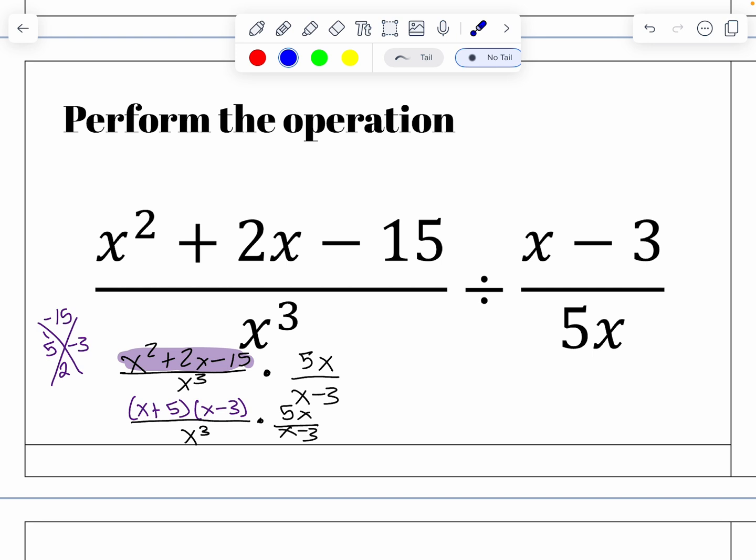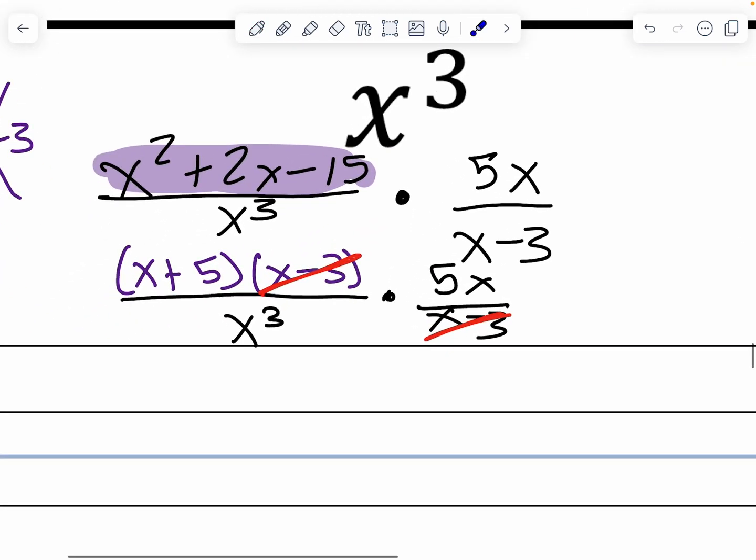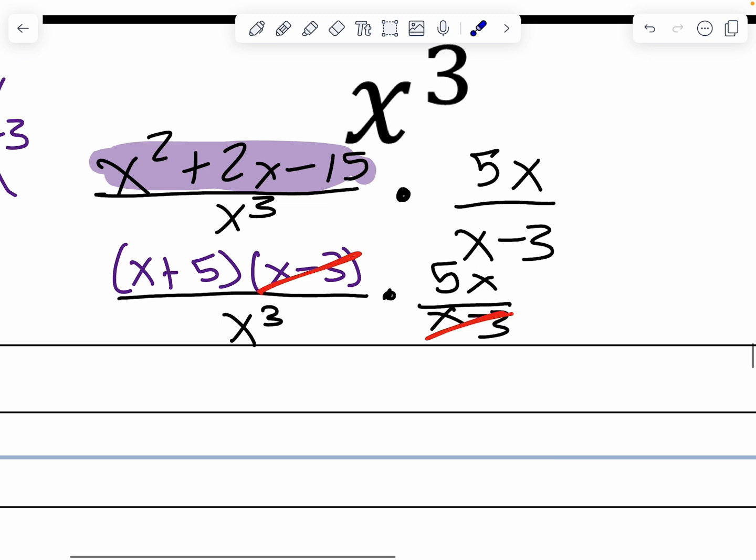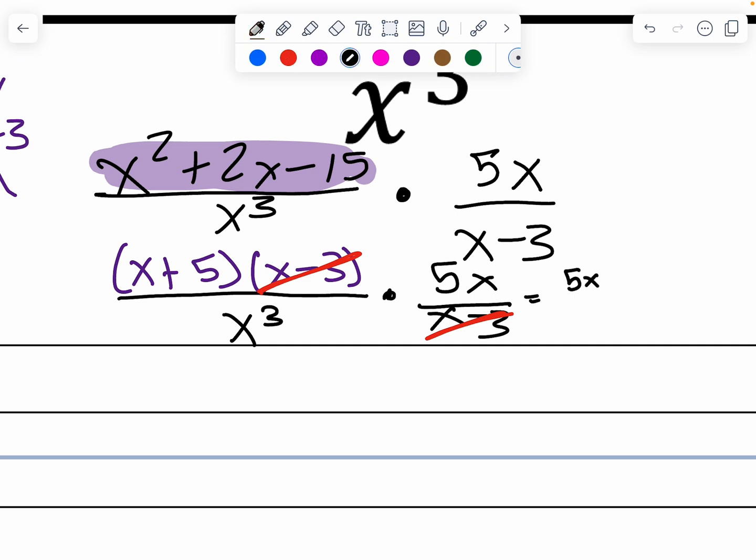Okay, so now I'm going to look for those cancellations that I hopefully will have. I see the x minus 3's. Okay, but a lot of y'all kind of struggled with seeing, I'm going to zoom in just a little bit. A lot of y'all kind of struggled with this. So many of y'all during our games were able to get here, which is great. This is partial credit. That's good.